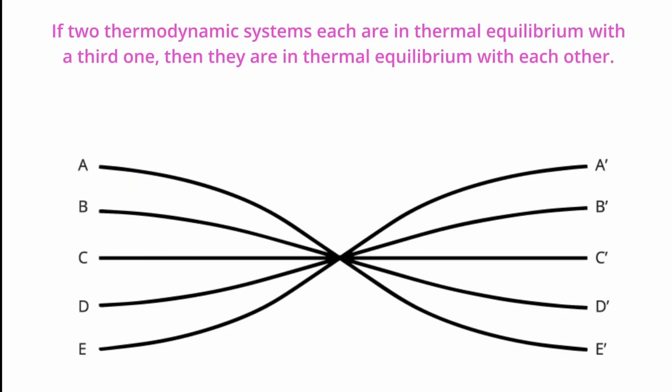The zeroth law of thermodynamics. If two thermodynamic systems are each in thermal equilibrium with a third one, then they are in thermal equilibrium with each other. In this model, A is symmetrical to A prime, A prime is symmetrical to E prime, A is symmetrical to E prime. These are consistent with the zeroth law of thermodynamics.